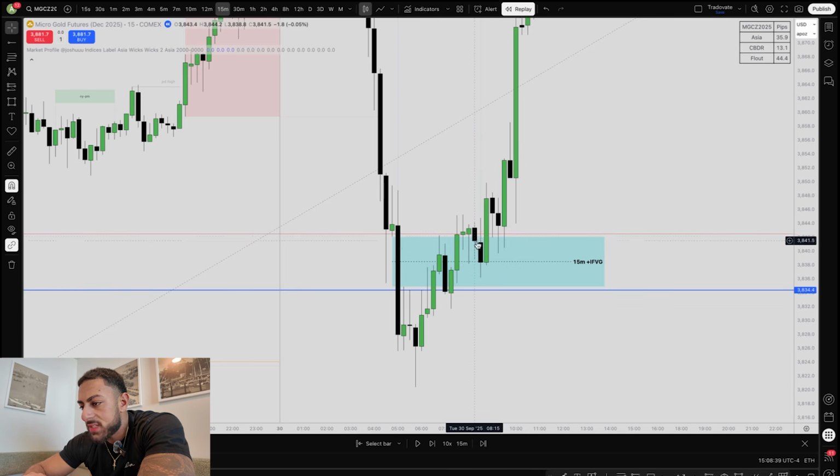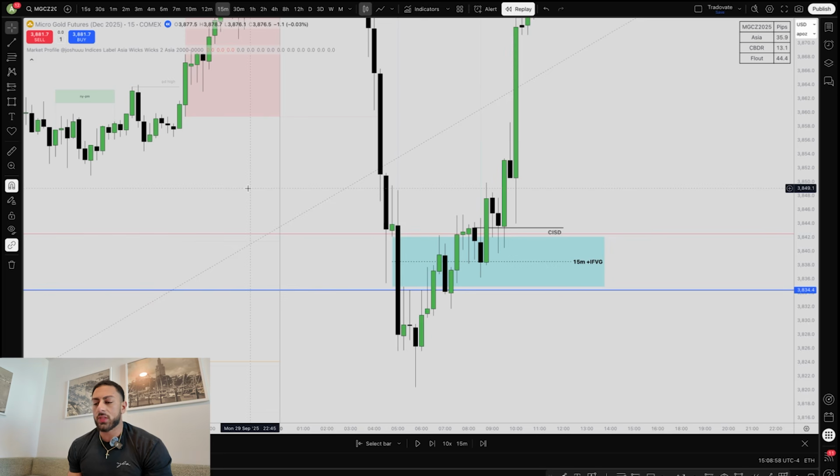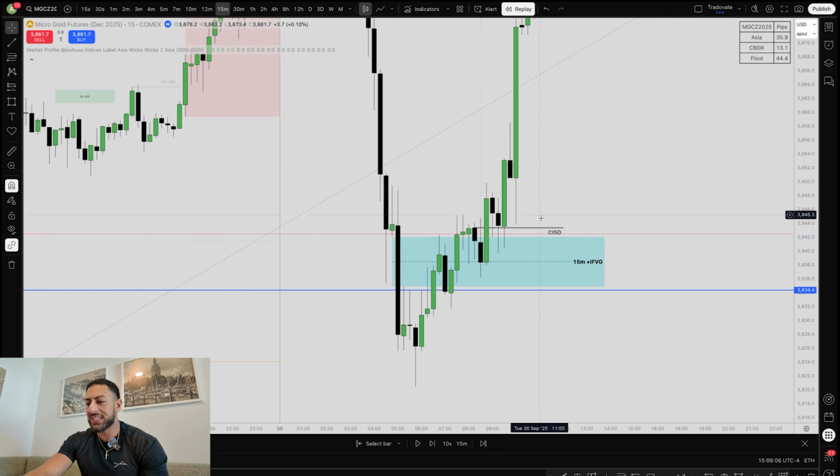Right as I saw this displacement through these down close candles, we had a change in the state of delivery. A change in the state of delivery represents price changing its delivery of liquidity. So before, we were seeking sell side. We took out sell side here. We failed to continue to take out sell side here.